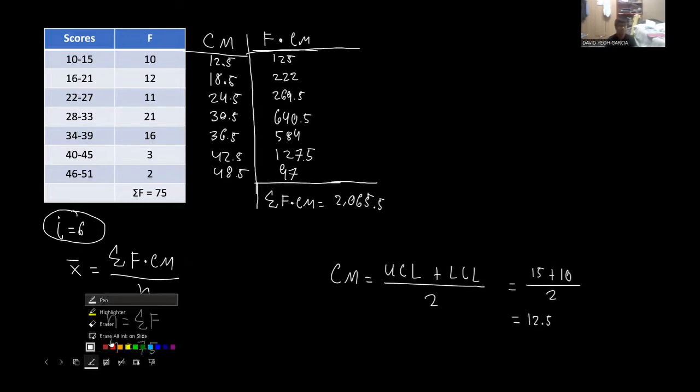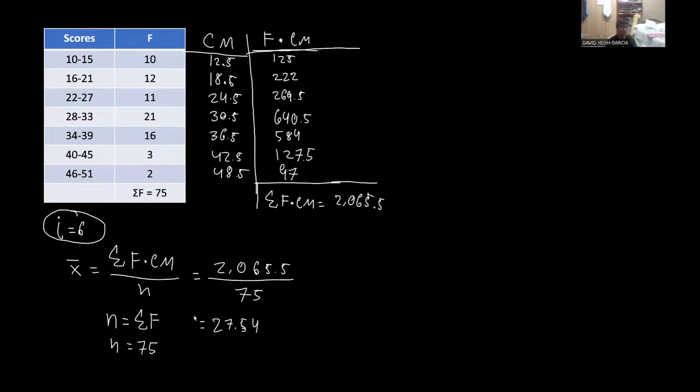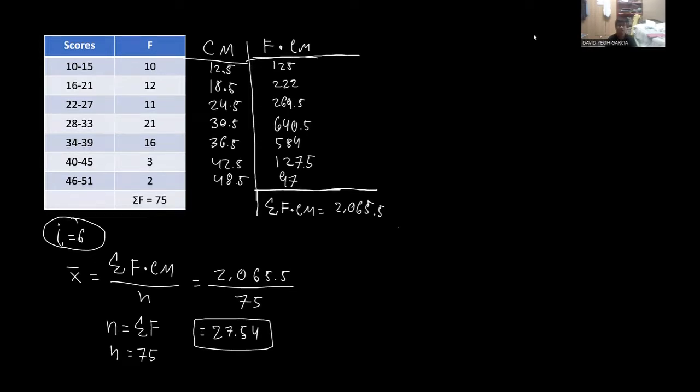So the last step is basically to substitute the values, since we already got the missing value. Let's substitute. This is 2065.5 divided by 75. So we will have the mean of 27.54 exactly. So this is the mean of this grouped data. So that's good. Now, how about the median?